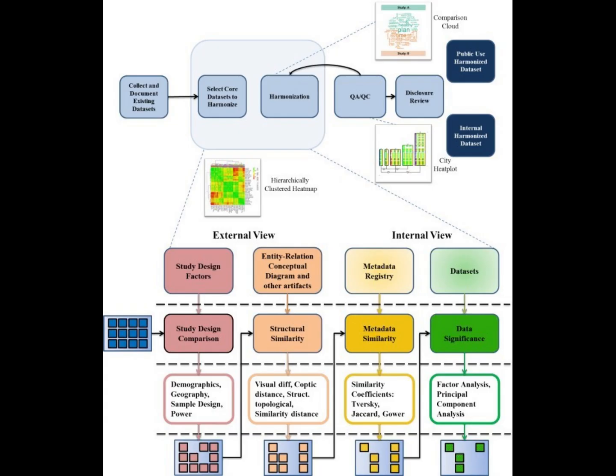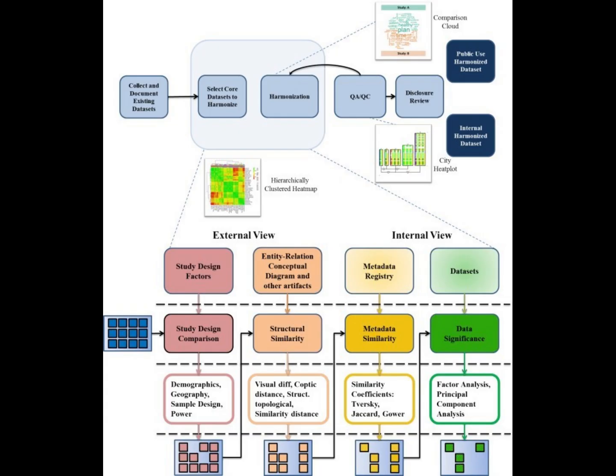So metadata is really important for harmonization because it helps us to understand how similar or different the data sets are. If we have two data sets that have very similar metadata, it's more likely that we can harmonize the data successfully. If the metadata is very different, it's going to be more challenging. That makes sense. And then we see listed here in this diagram under metadata similarity and data significance, it even lists out some different methods: coefficients, Gower distance, factor analysis, principal component analysis. Are those things that our listeners need to know about?